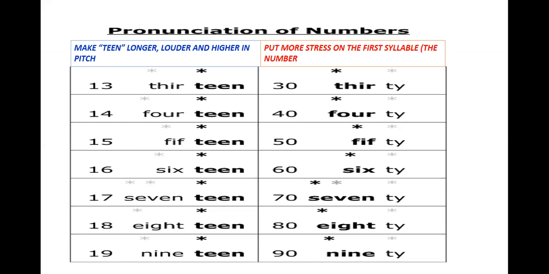No hablamos así, ¿verdad? Pero cuando lo hacemos debemos hacer la diferencia. 13, 30. 14, 40. 15, 50. 16, 60. 17, 70. 18, 80. 19, 90. Can you notice the difference? ¿Pueden notar la diferencia? Okay. Yes. Okay. Excellent. Thank you.